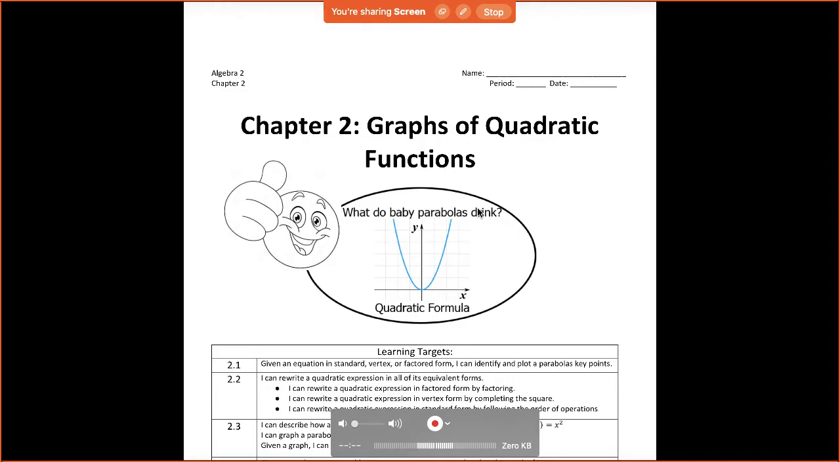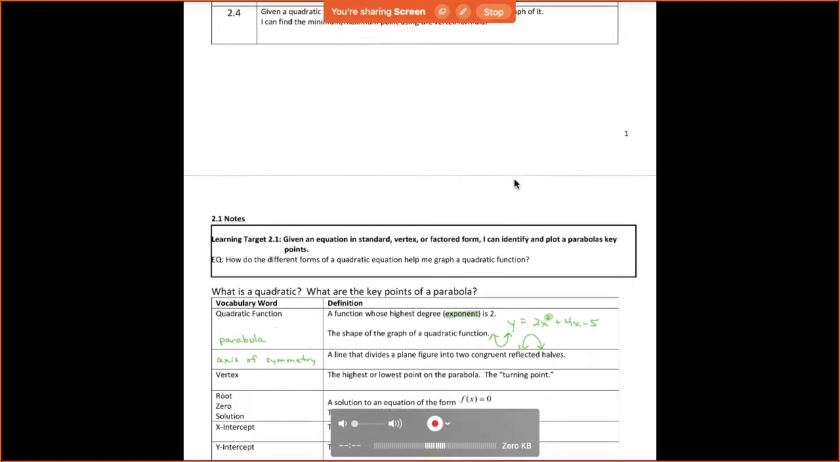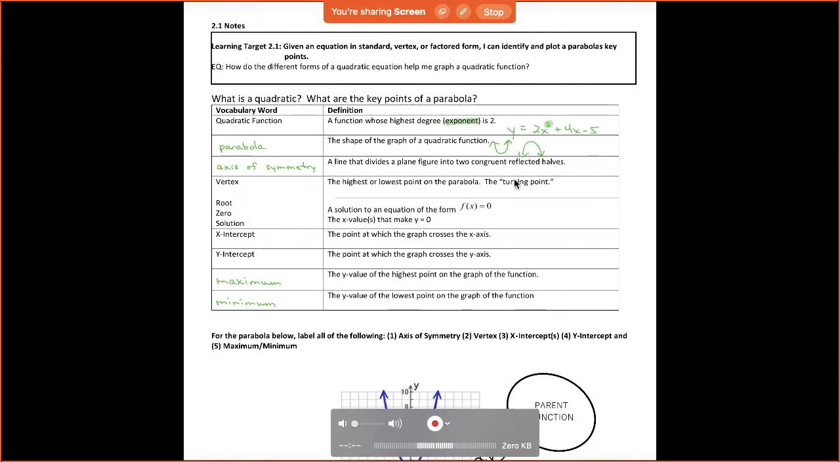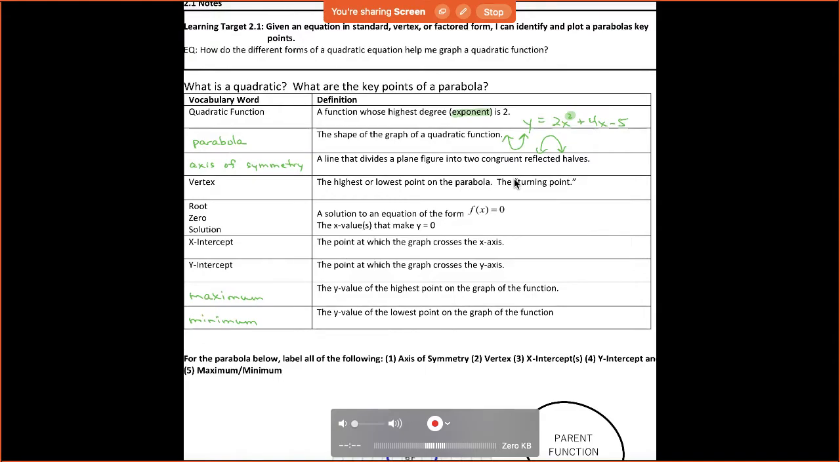Okay, so we're going to be learning about a lot of vocab today, and then we are going to also practice with the vocab and learn about different forms of quadratic equations or functions and figure out what information we get from each of them. So, here we go. Here are some vocab words. If you turn the page.